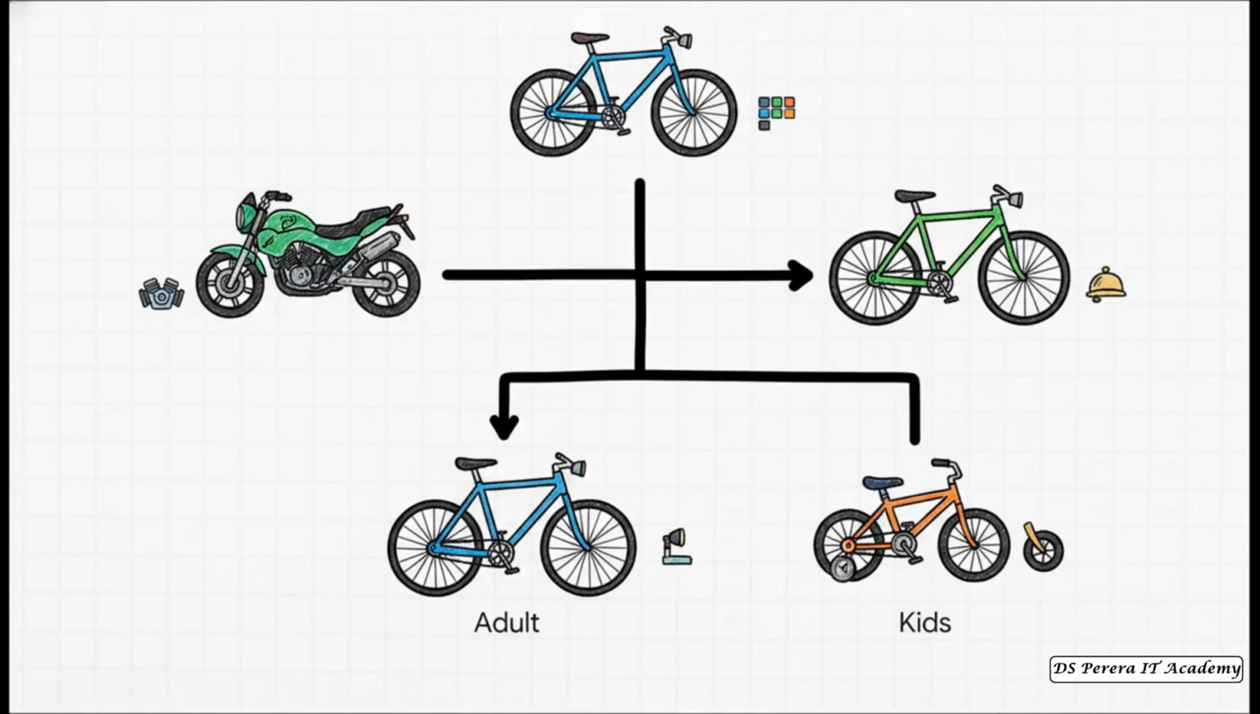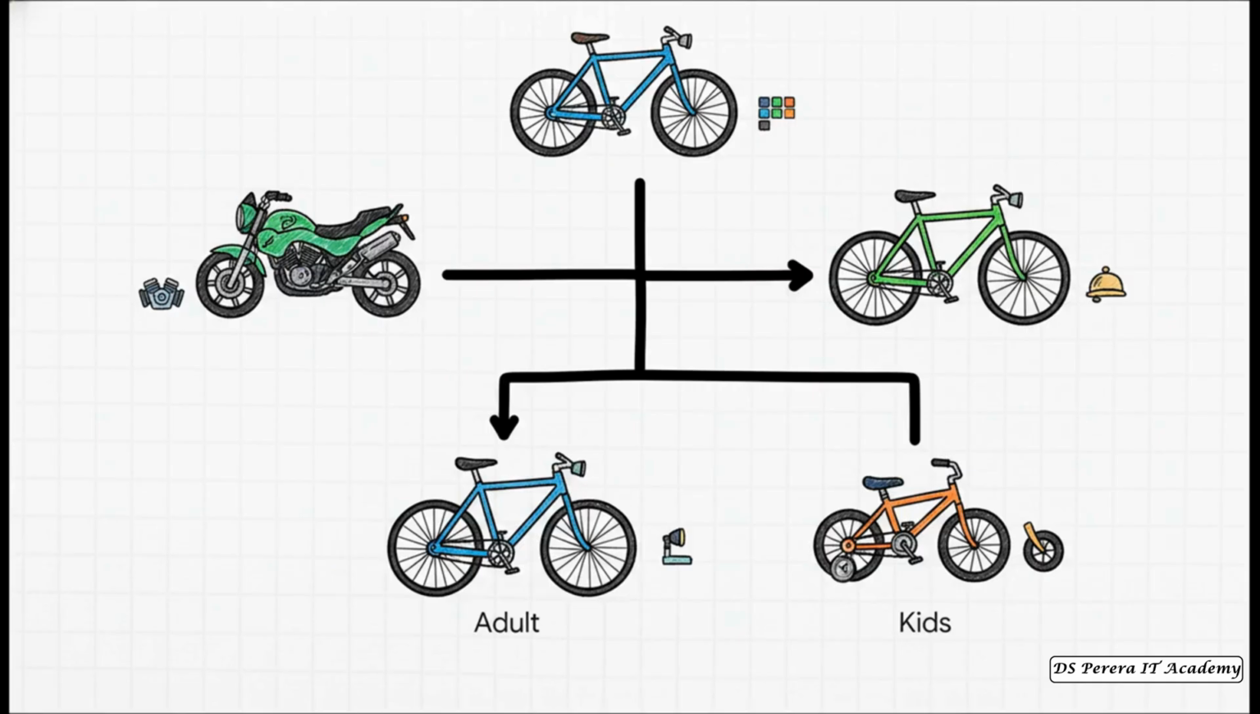Okay, think of this slide as a map that will help us build our classes. Right away, we see two main types, motor and foot bicycles. This should immediately make you think of a parent bicycle class with two children. Then, foot bicycles are broken down further into adult and kids. That's another layer of inheritance right there.